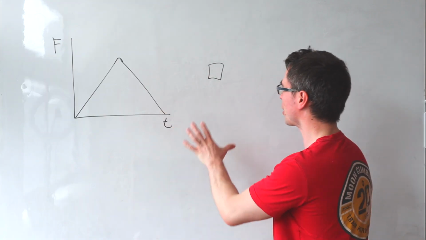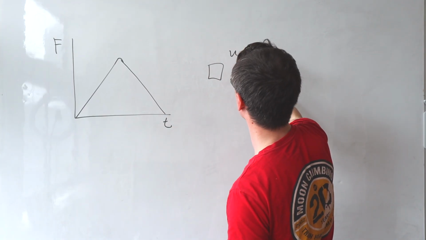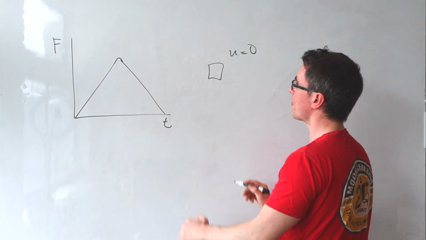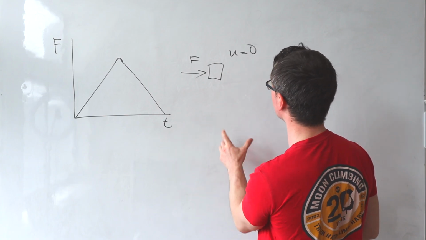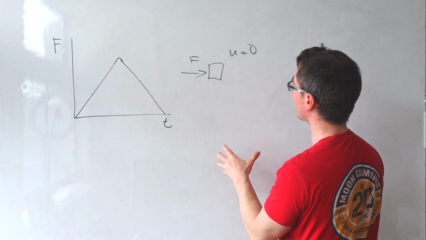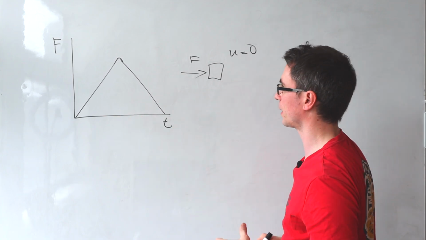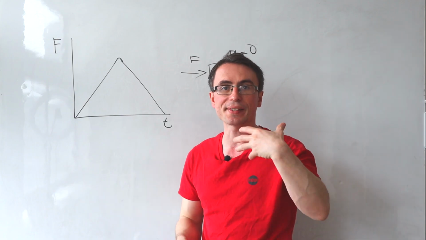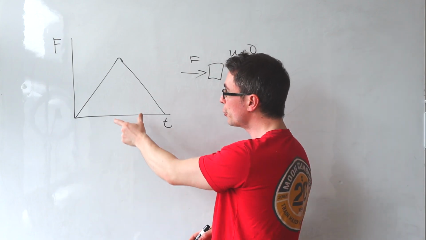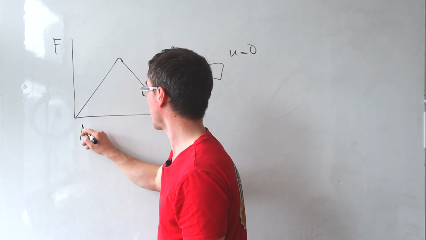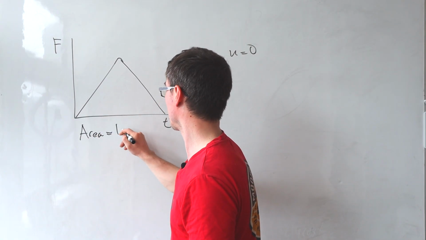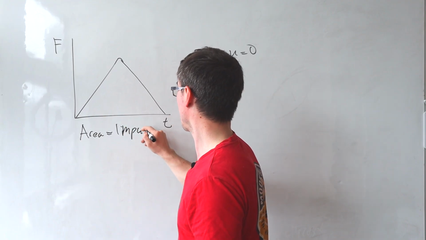Imagine that you have an object which is initially at rest, u is equal to 0, let's say, and then we apply a force onto this for a time t, such as this curve here, and then the object starts to accelerate. We can work out its final speed using the area of this graph. Why is that? Because the area of this graph is equal to the impulse.